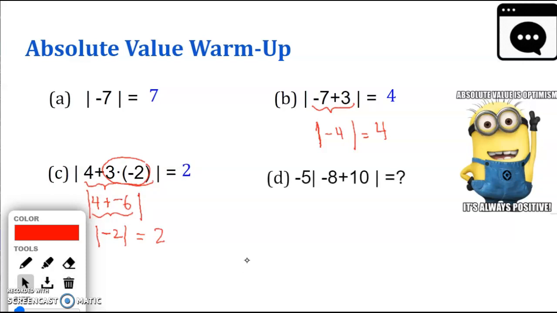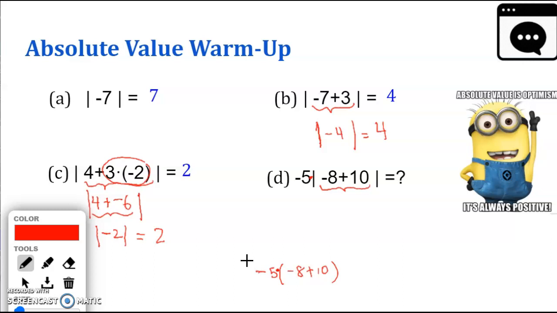Next up, -5 multiplied by the absolute value of -8 plus 10. Okay, so -5 is not inside the absolute value function. That means we just need to evaluate the inside first. And what is -5 doing to the absolute value function? Just the same way as if I have -5 with parenthesis -8 plus 10, the operation between -5 and the parenthesis is multiplication, same thing here. There is a multiplication between -5 and the absolute value symbol.